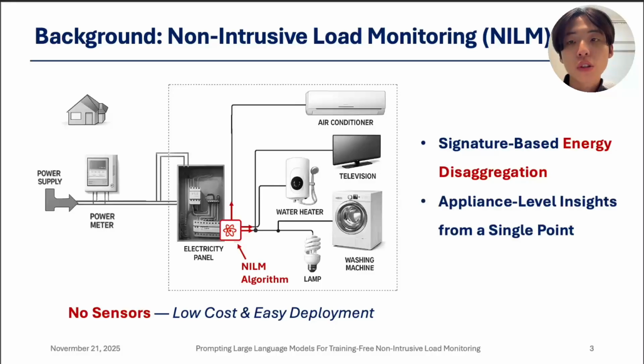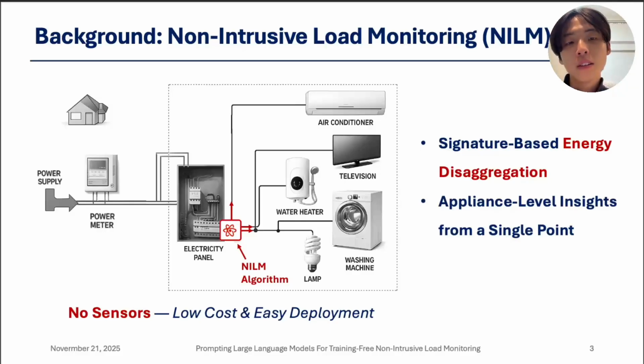So, non-intrusive load monitoring, or NILM, tries to figure out how much power each appliance uses using only the aggregate power at the meter. So instead of putting sensors on every device, you just measure at a single point. And a NILM algorithm can give you appliance level insights. I think that's nice because it's low cost and easy to deploy. But it's a really hard problem.